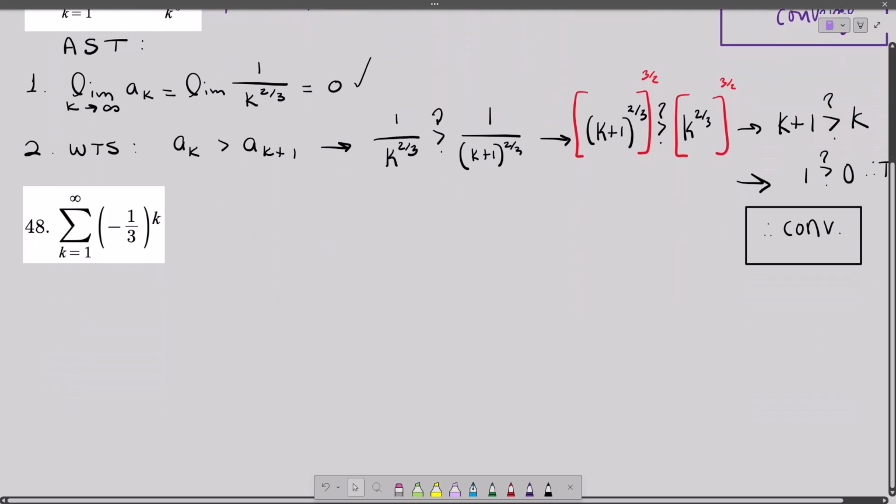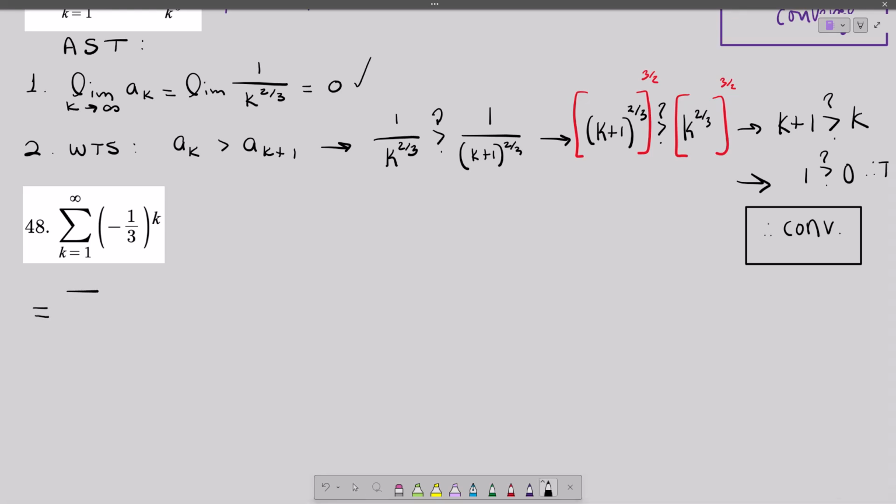All right, so I want you guys to try this one. I'm going to rewrite it first so that the switch is separate from the a sub k. So minus 1 to the k. So we're taking out the minus 1 to the k, and then we have 1/3 to the k. k starts at 1.